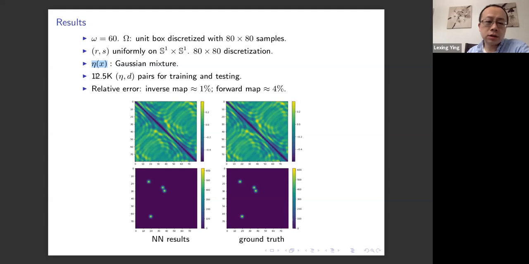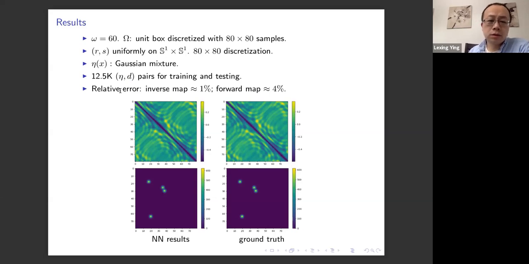The data set contains about 12,000 input and output pairs. So D is the data, the imaging data, the boundary measurement, and eta is unknown. In the training data, it's actually known. So this is the internal material property, and we use this to train our neural network. We also use a similar number of testing samples to test the accuracy of the neural network.